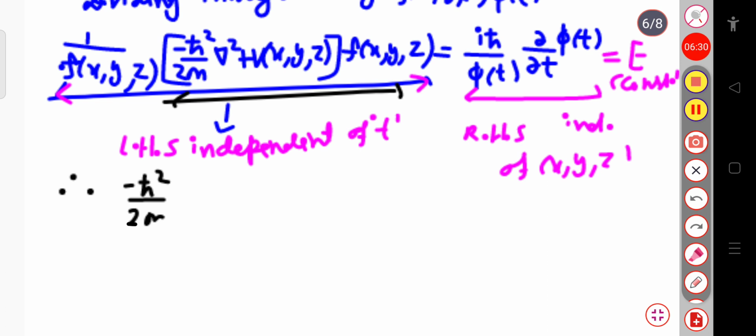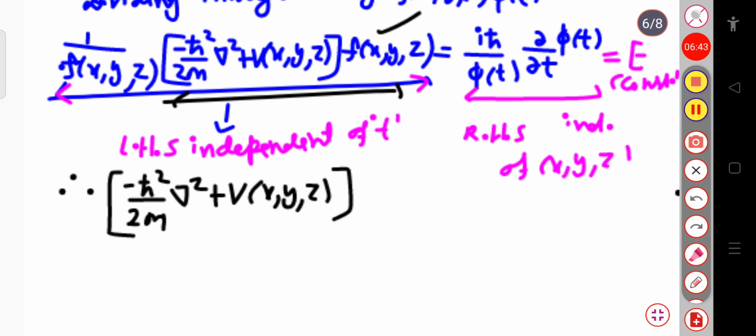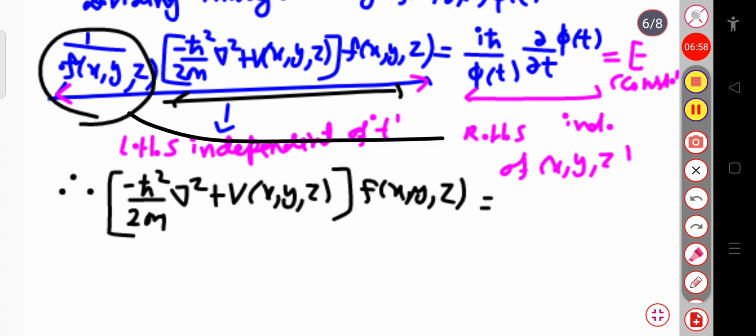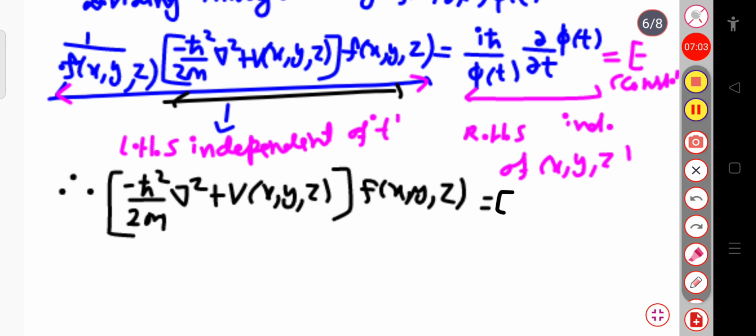We can write the left hand side term as minus h cut square by 2m, this bracketed term delta square plus v of xyz, into this is your f of xyz, and that will be equal to e, that is this constant e, into f of xyz. Here 1 by f of xyz will get multiplied with the e. We can write therefore e into f of xyz.